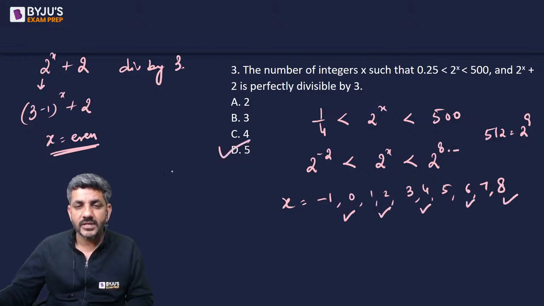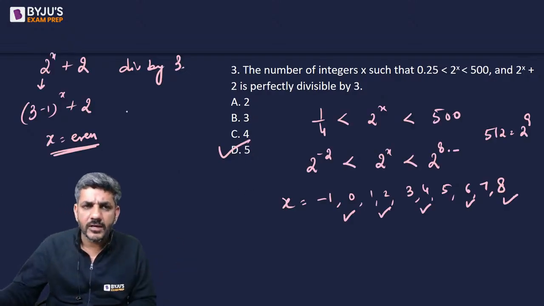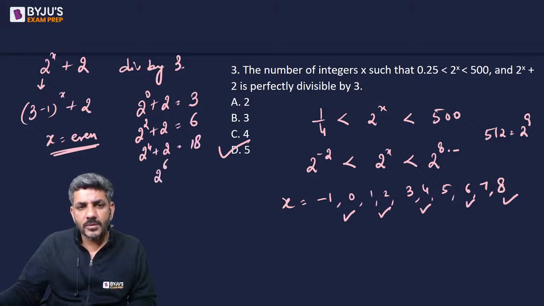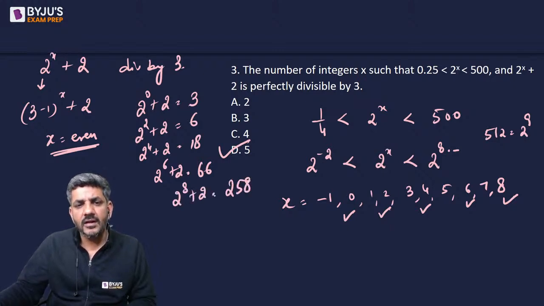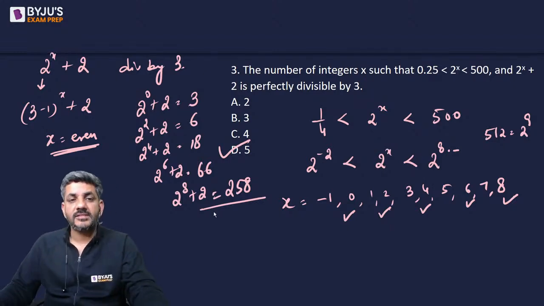My answer is option D, that is equal to 5. You can even try by putting those values. 2 to the power 0 अगर मैं put करता तो ये 3 बनता, 2 to the power 2 put करता हूं तो ये 6 बनेगा, 2 to the power 4 put करता हूं तो ये 18 बनेगा, 2 to the power 6 पुट करता हूं तो ये 66 होगा, और 2 to the power 8 पुट करता हूं तो ये 258 बनेगा. In all these cases you would see that the number is divisible by 3.